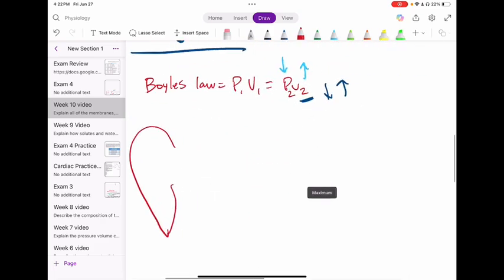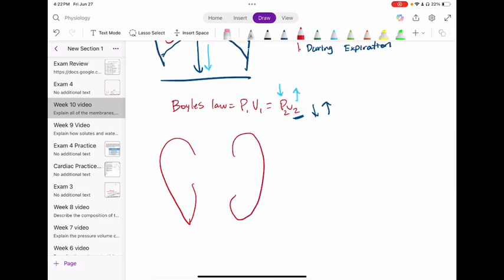Under another lung. I don't know why the one side always looks half a heart. There we go. It's like a kidney. Sorry guys, my drawing is not the best.